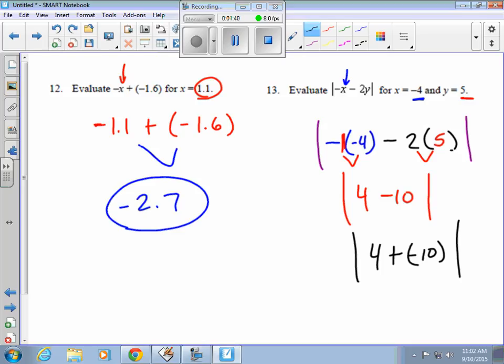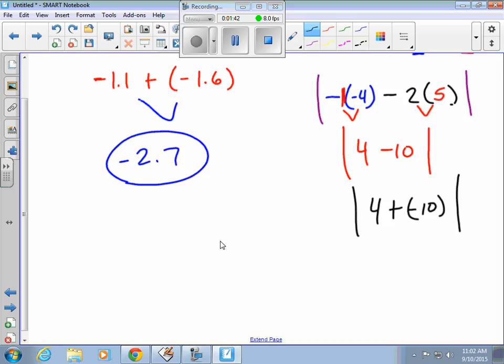Opposite signs, one positive, one negative. Take 10 and subtract 4 from it, and you get the number 6. Then take the sign of the larger absolute value. 10 is farther away from 0 than 4 is. It's negative, so it'll be negative 6.